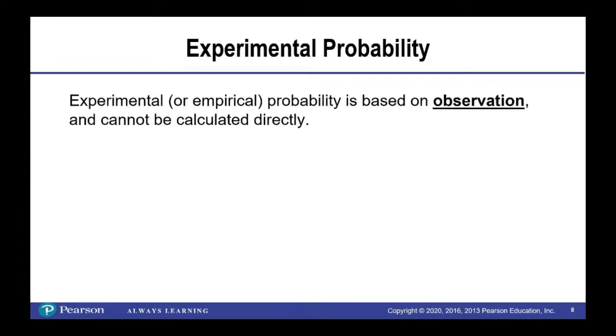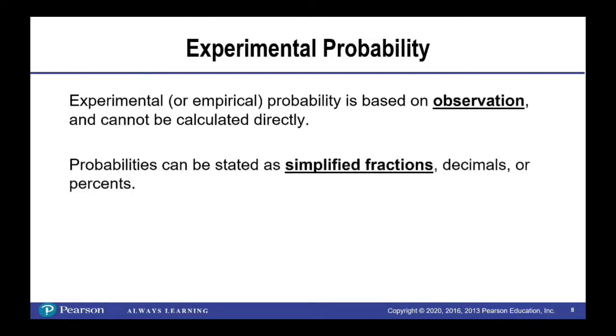Empirical probability is based on observation, and so it cannot be calculated directly. And one other note as we look at our probabilities: they can be stated as fractions, and make sure you simplify those fractions, as decimals, or as percents. Use your directions carefully, because Math Labs will tell you in what form you need to write your answer.